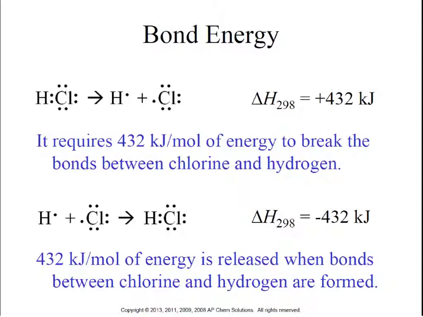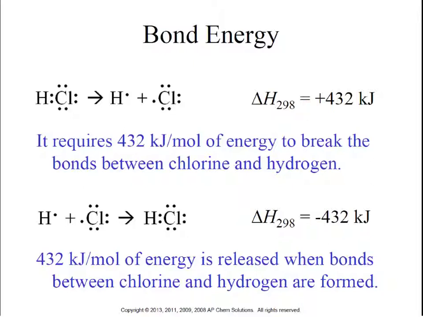If you do the same thing backwards, so instead you take hydrogen and put it with chlorine, that's going from high potential energy to low potential energy. That's going to release 432 kilojoules of energy. So these values are exactly the same, just in opposite directions. One is required, one is released.